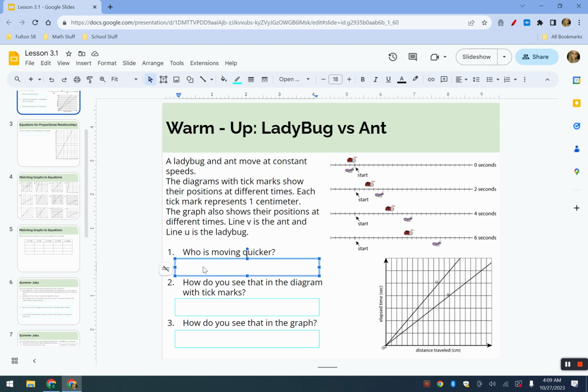So currently the ant is moving quicker. We see that in the diagram with the tick marks because at every time, the ant has a larger distance at any given time.